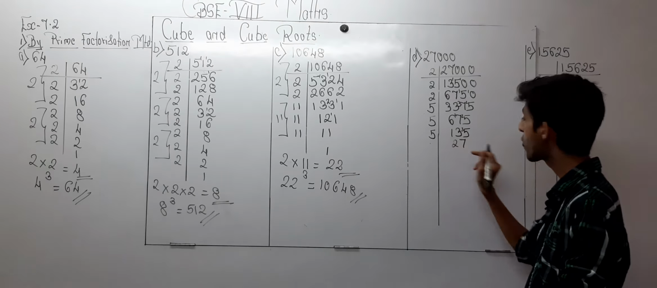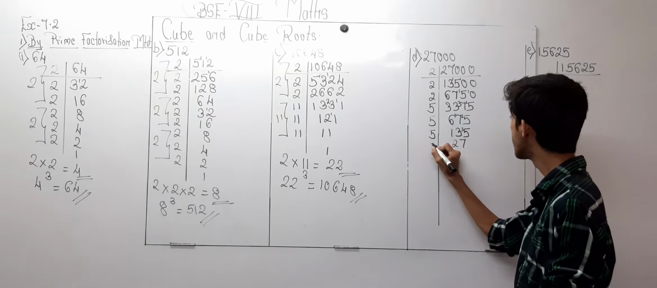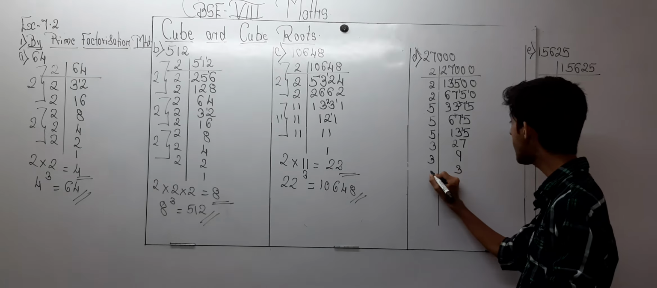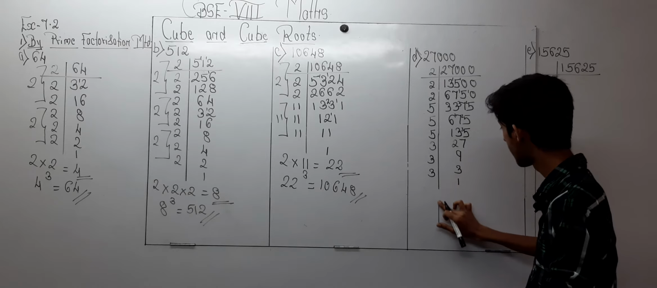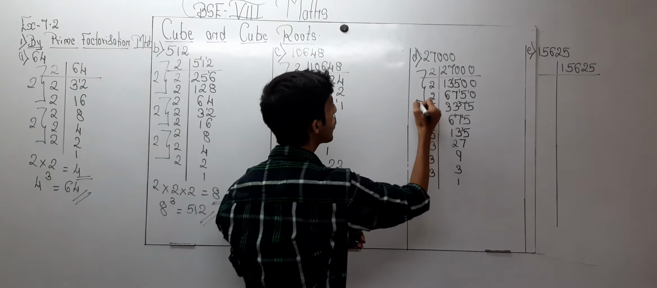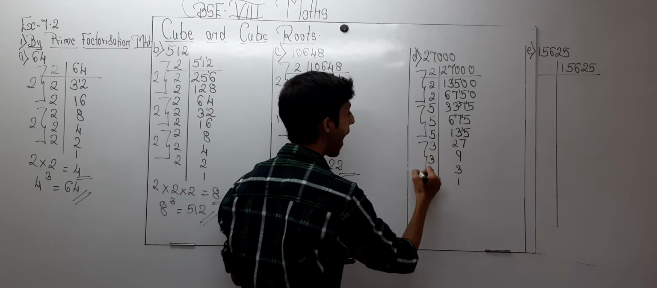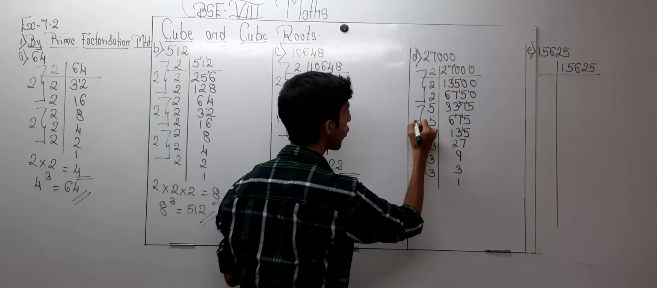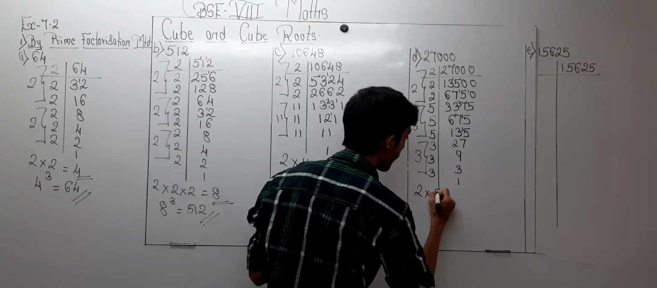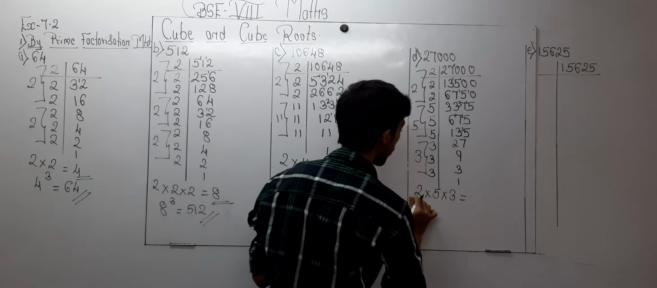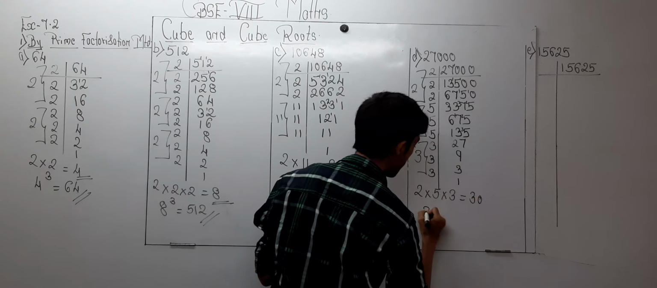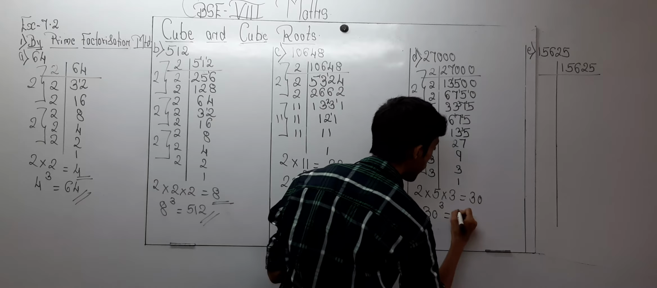So again now 27 is coming in the table of 3. So 3 9s are 27, 3 3s are 9, 3 1s are 3. So now you can see a group of numbers over here, 2, 5 and 3. So 3, 5 and over here 2. So I will write over here 2 multiplied by 5 multiplied by 3. So 2 5s are 10, 10 3s are 30. That means my 30 cubed will be equal to 27,000.